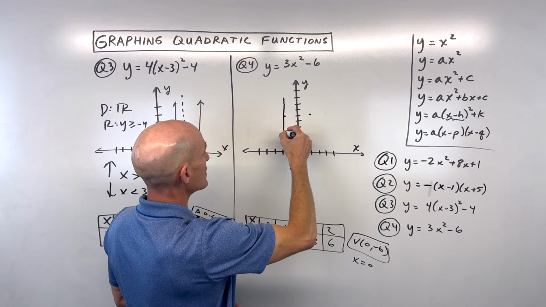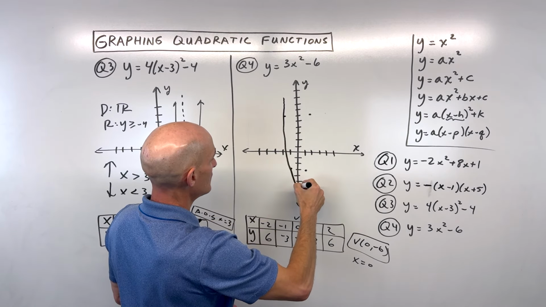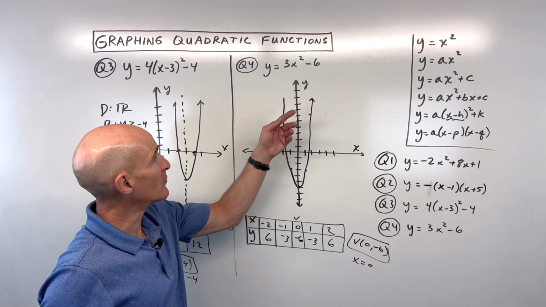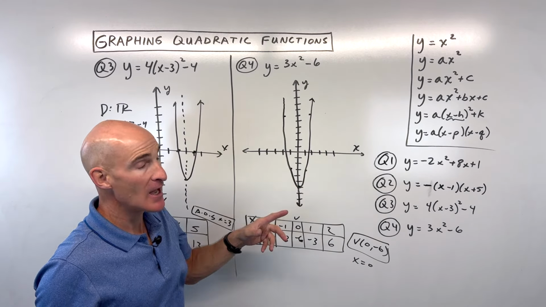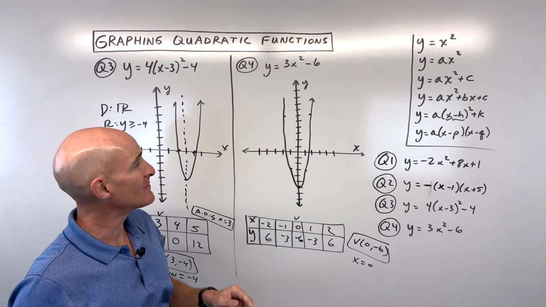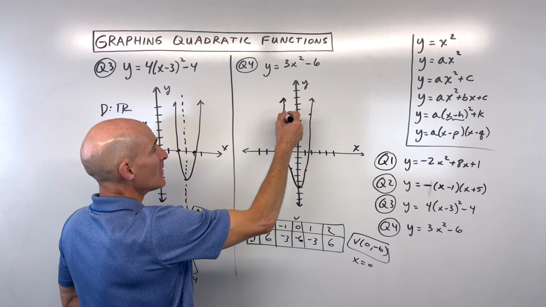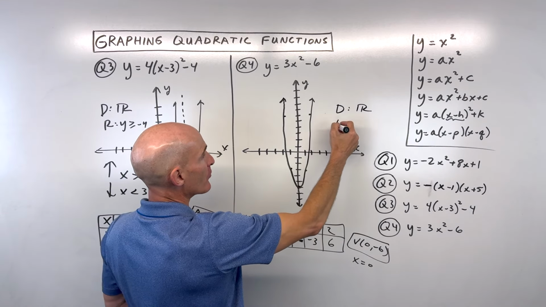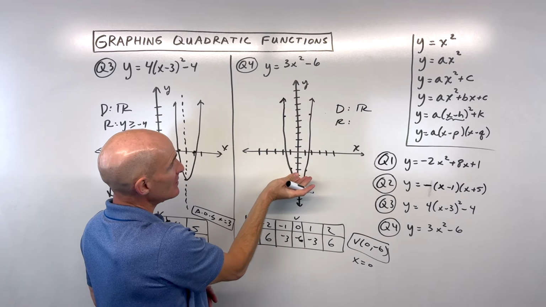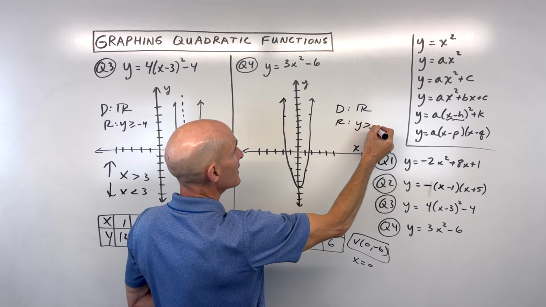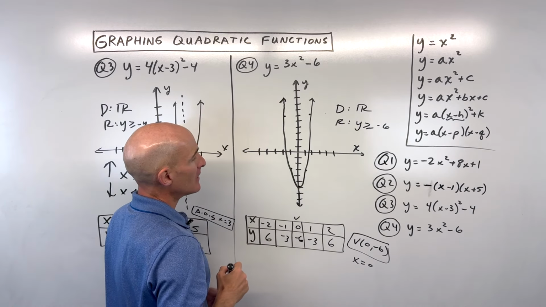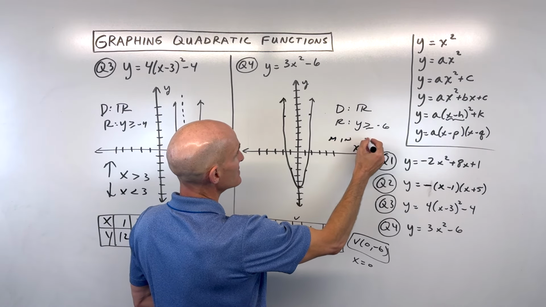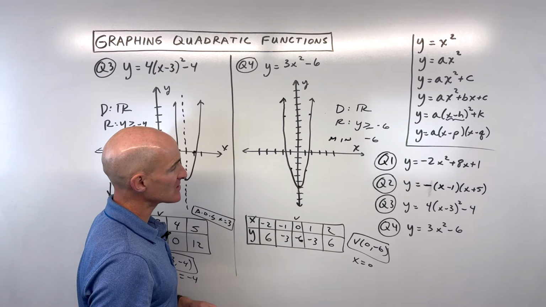You can see this is stretched quite a bit because that a value is 3. So vertical stretch by a factor of 3. This is shifting it down 6. Let's answer some of those key questions about this graph. Domain, all reals, right? Because it goes left and right forever and ever. Range, what can the y values be? Greater than or equal to negative 6. Maximum or minimum? Looks like we have a minimum, and that minimum is negative 6, the y-coordinate of the vertex.